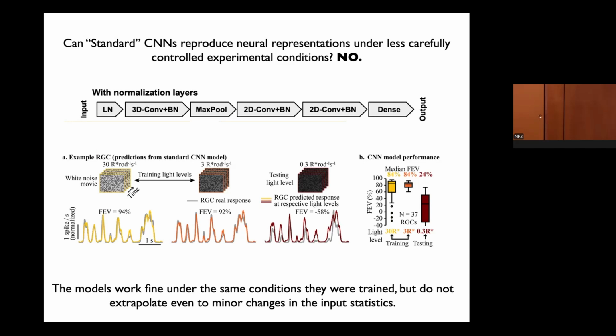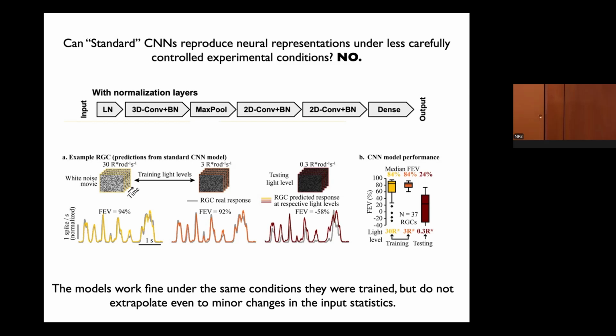The model prediction is the colored curve, and this is for a segment of the movie that was not used in training the model. So the model couldn't have just memorized this mapping between the stimulus and the neural response, but nonetheless can do a fairly good job in predicting this neuron's activity in response to the stimulus. Fraction explainable variance in the 90% range. The same is true at the other light level on which the model was trained.